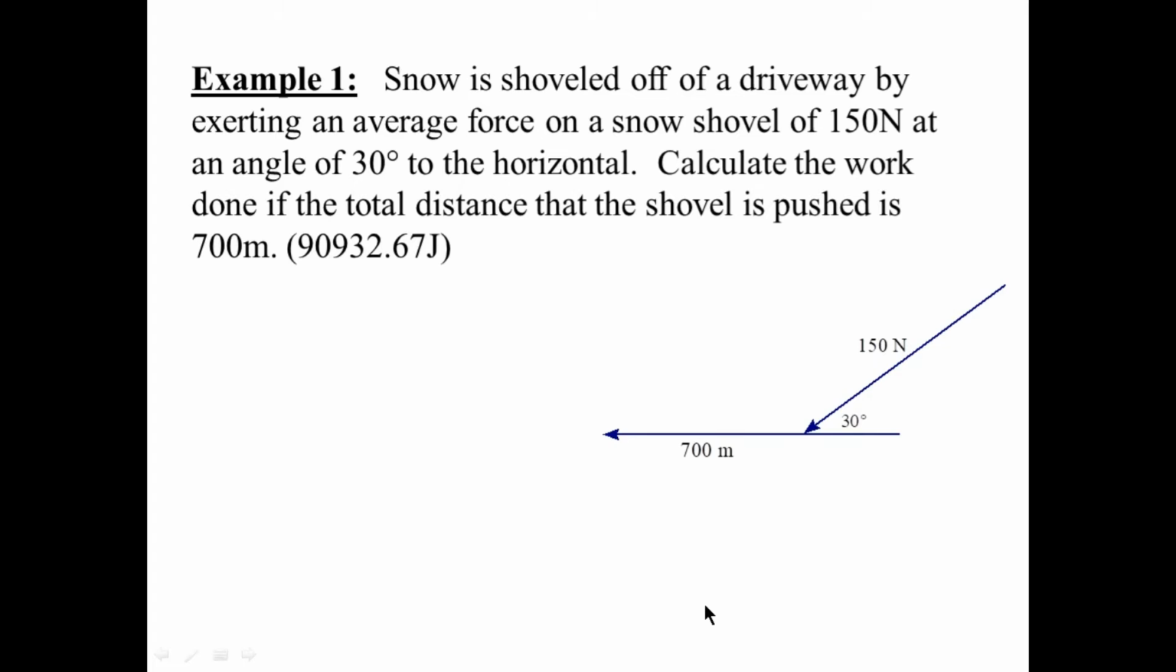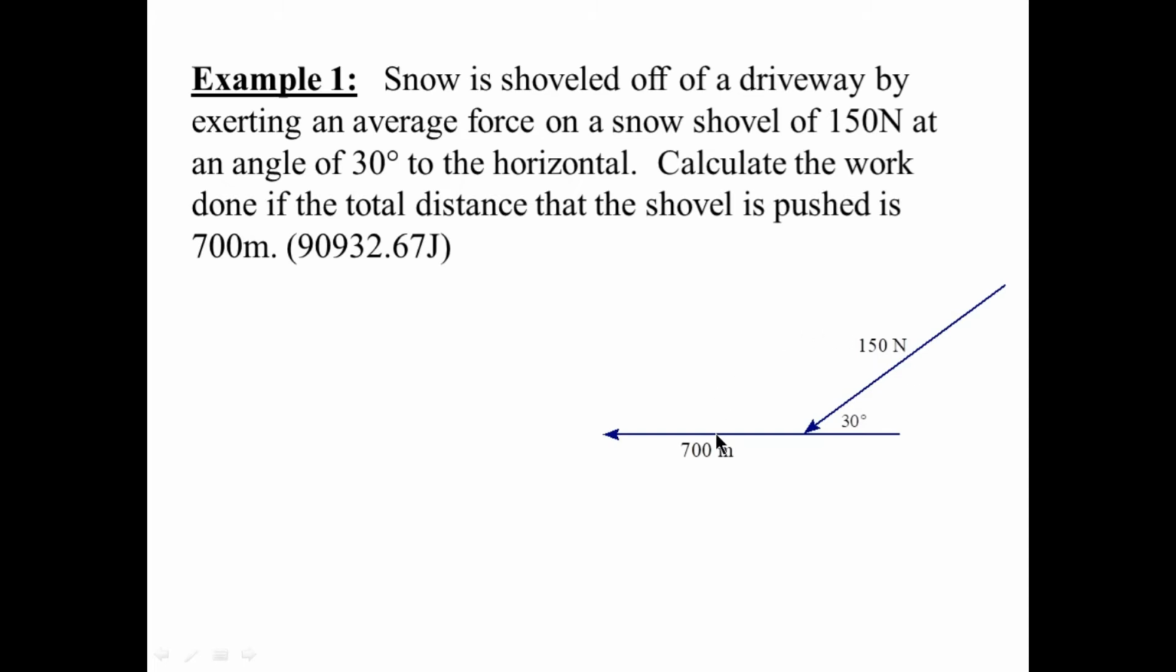Example: snow is shoveled off of a driveway by exerting an average force on a snow shovel of 150 newtons at an angle of 30 degrees to the horizontal along this vector. Someone's pushing on a snow shovel, which is contacting the ground here and pushing snow in this direction for a total of 700 meters. And the angle that the snow shovel makes with the horizontal is 30 degrees. So if this is the snow shovel and this is the horizontal, this would be the 30 degrees. Calculate the work done if the total displacement that the shovel is pushed is 700 meters.